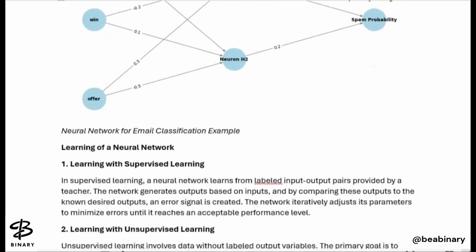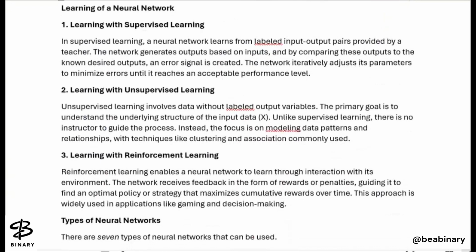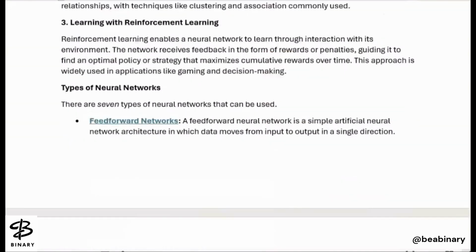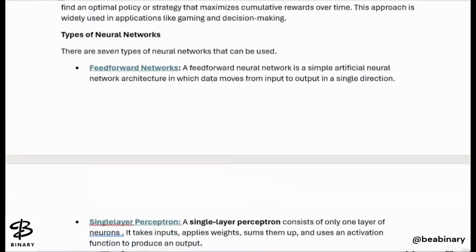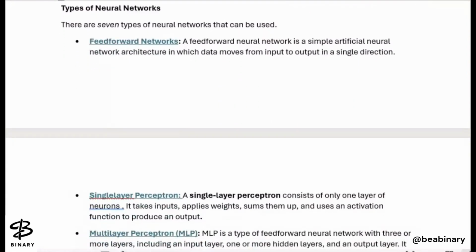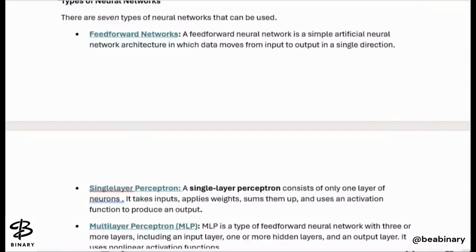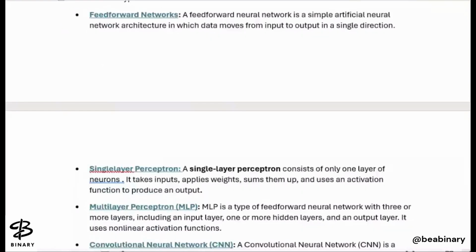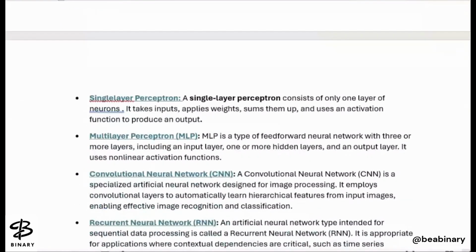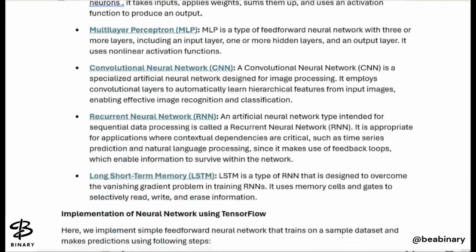In the learning of neural networks, we can have learning with supervised learning, unsupervised learning, or reinforcement learning, as we have talked about in machine learning. So what are the types of neural networks? There are 7 types of neural networks that can be used: feed-forward network, single-layer perceptron, multi-layer perceptron, convolutional neural networks, recurrent neural networks, and long short-term memory.